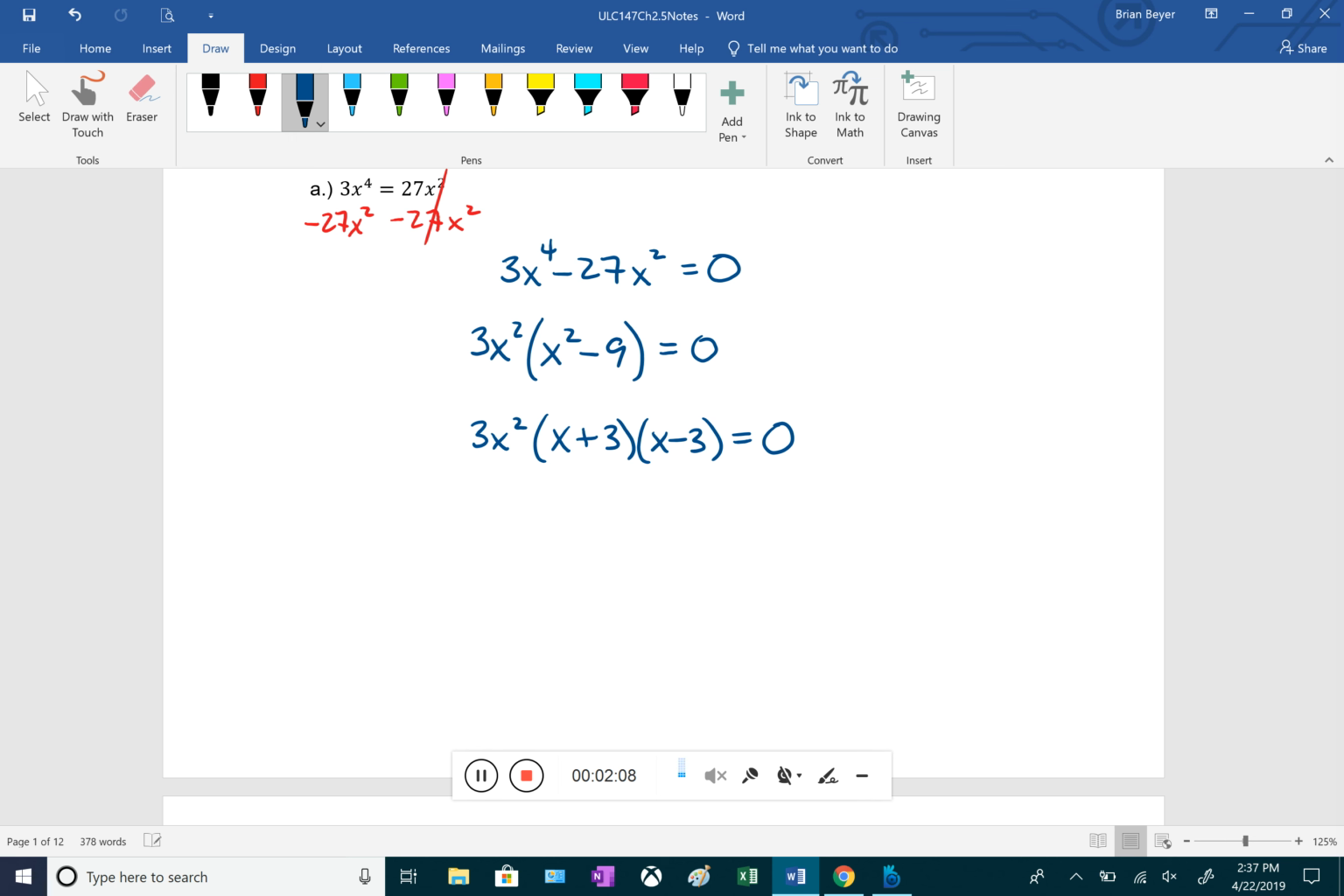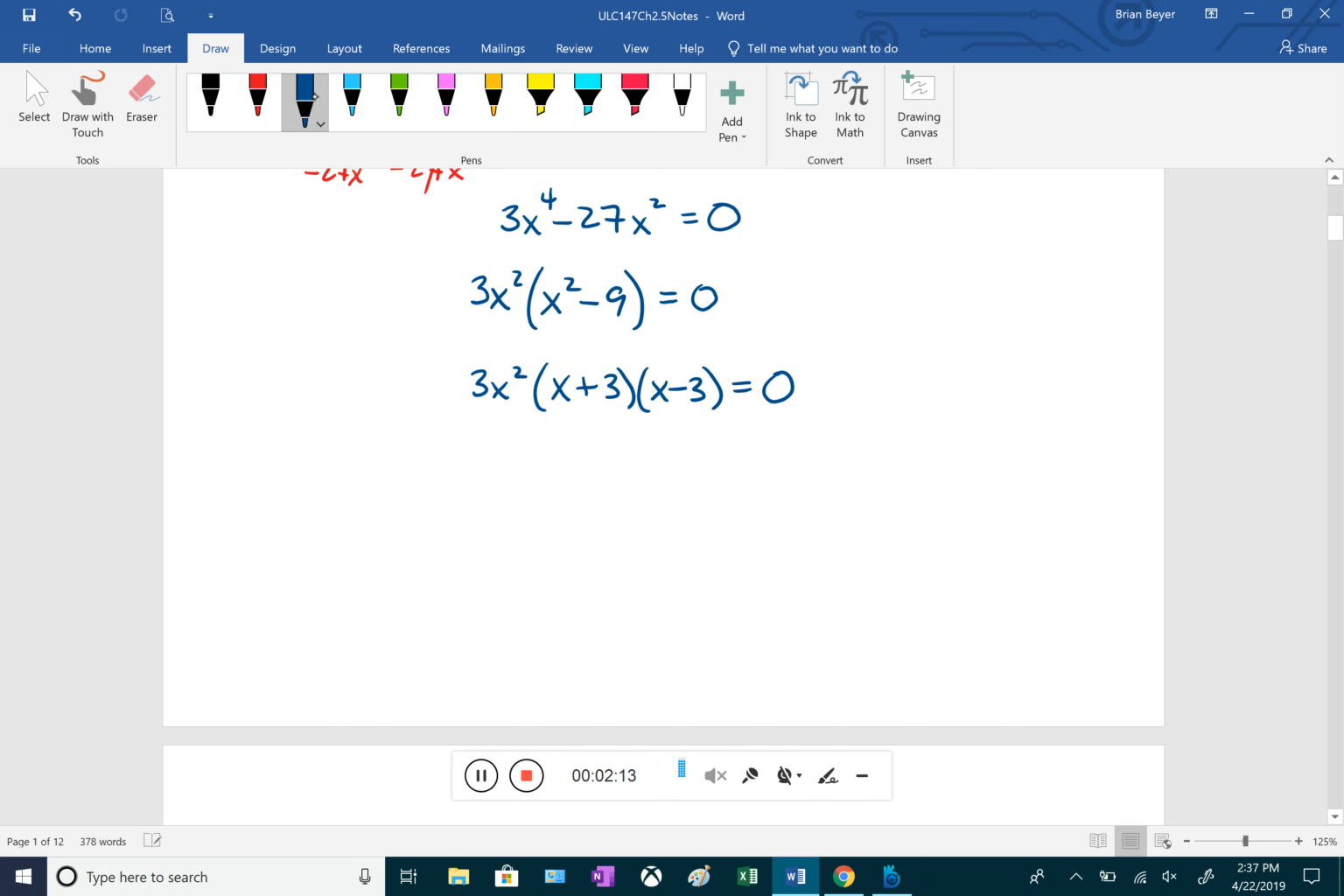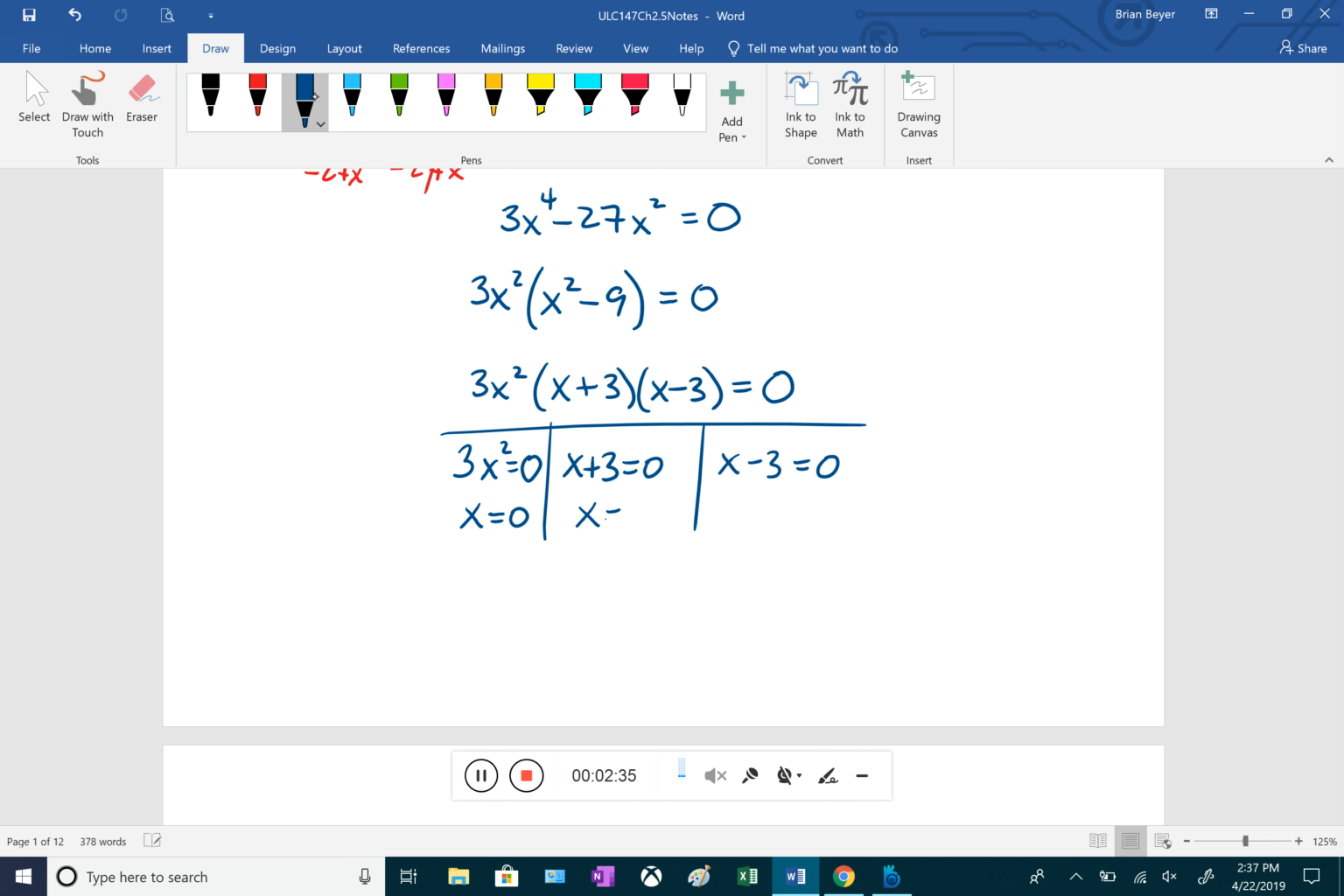And now we use that zero product property, except this time we have 3 different factors, and we're going to set all 3 of them equal to 0. So we're going to set 3x squared equal to 0, x plus 3 equal to 0, and x minus 3 equal to 0. Solving all of these separately, this one on the left, we would divide both sides by 3 and then take the square root. That would give us x equals 0. Second one, we would subtract 3. We get x equals negative 3. And then the one on the right, we would add 3 to both sides and get x equals positive 3.